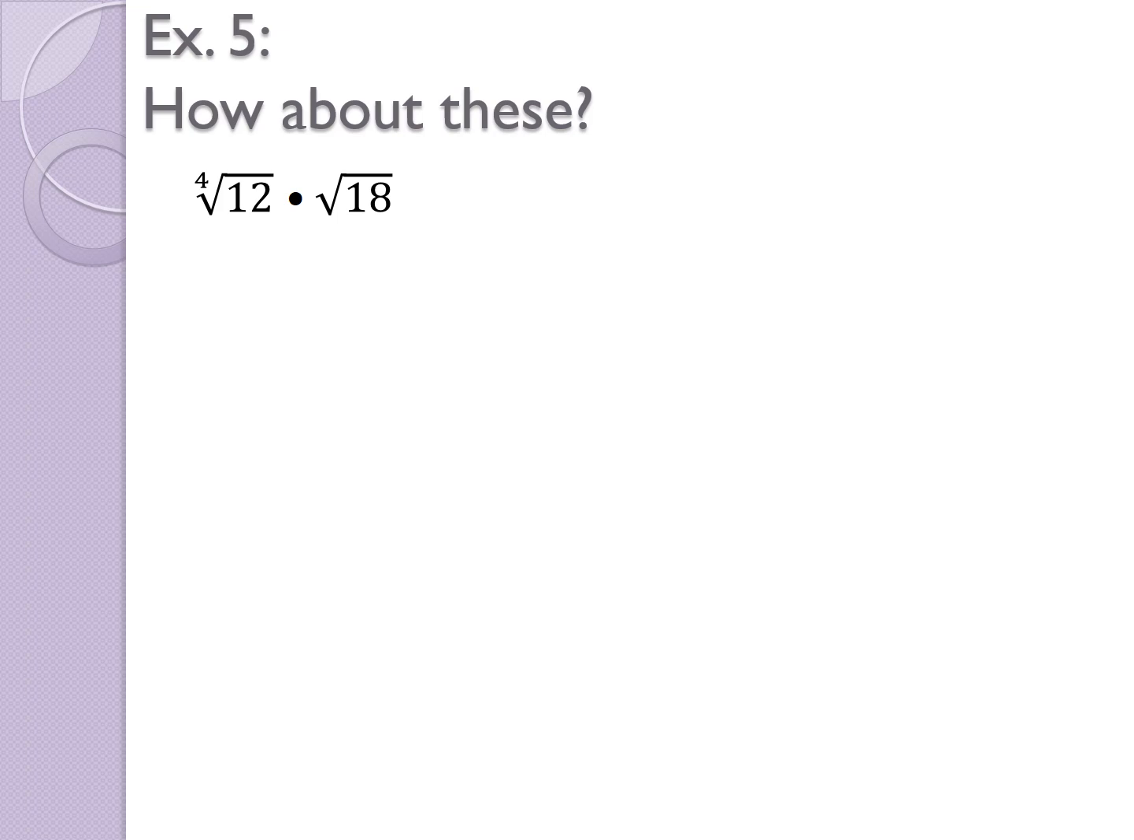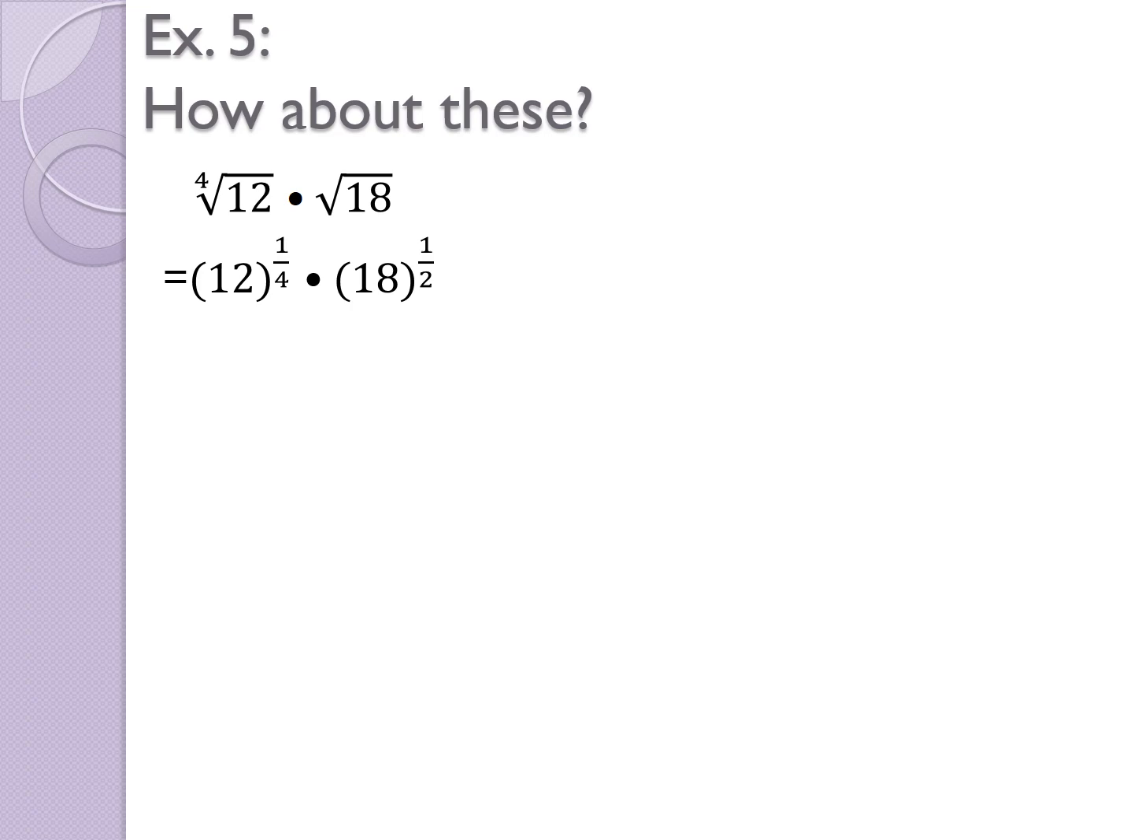Now for a set of examples. These are a little bit of a brain teaser. These are definitely taking it to that next level and challenging. Okay, so prior to today, I could not multiply a 4th root by a square root. However, with rational exponents, I can. So I'm going to change that to 12 to the 1/4 times 18 to the 1/2. No, you cannot multiply them together just yet.